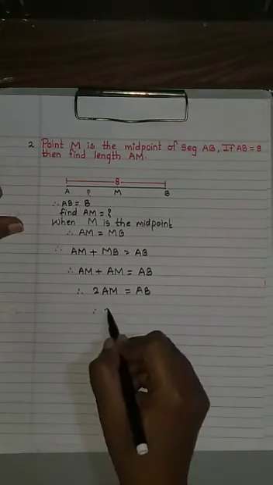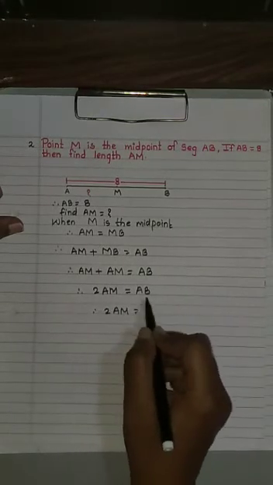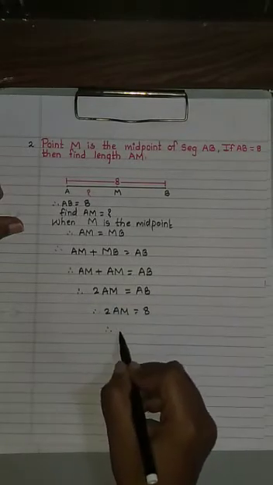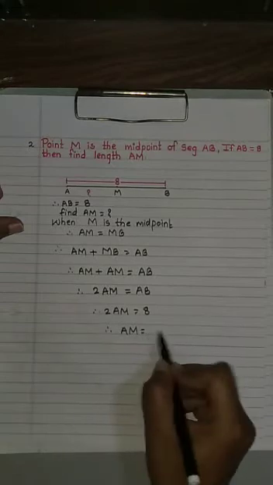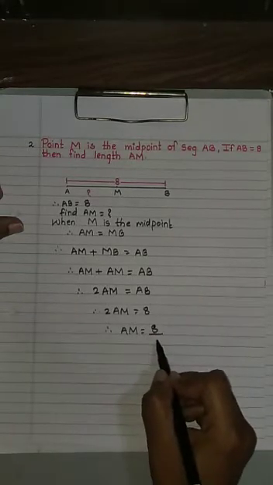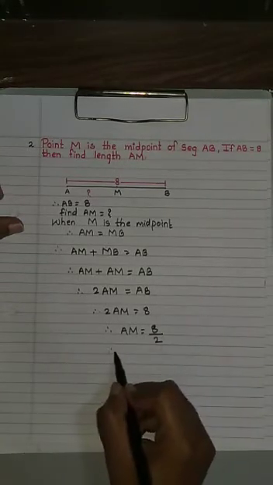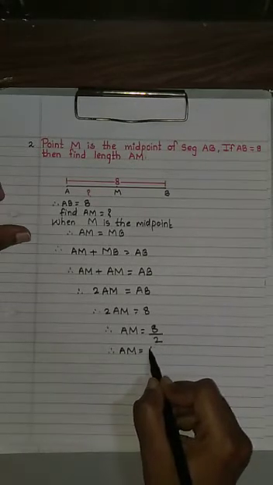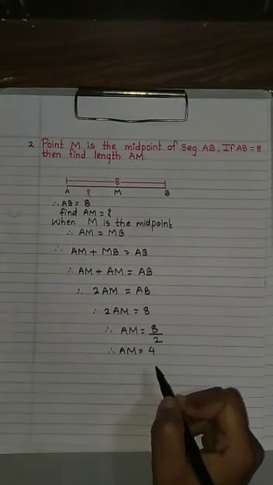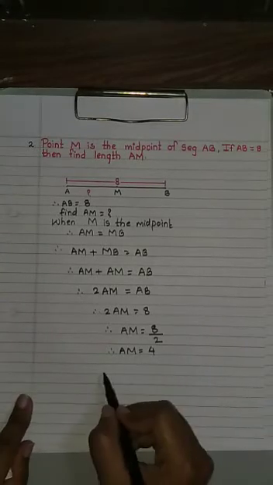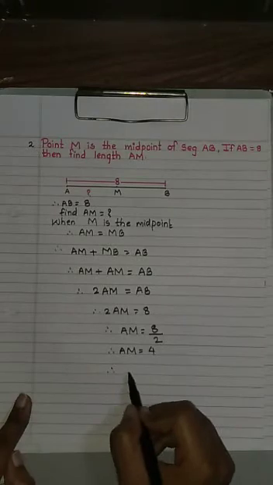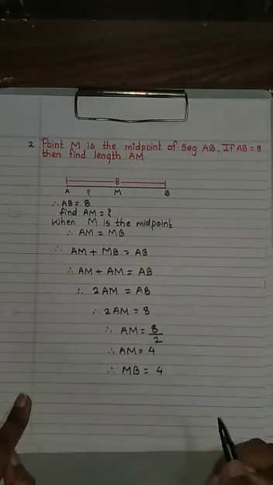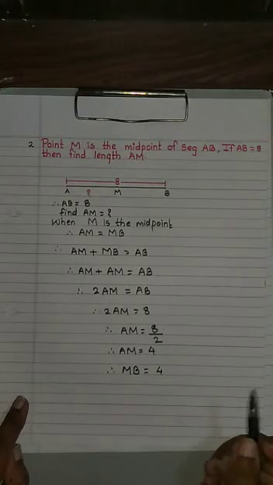Now how much is AB? AB is 8. Therefore, AM is equal to 8 upon 2. Therefore, AM is 4. Now AM is 4. That means MB is 4. Is it clear till here?